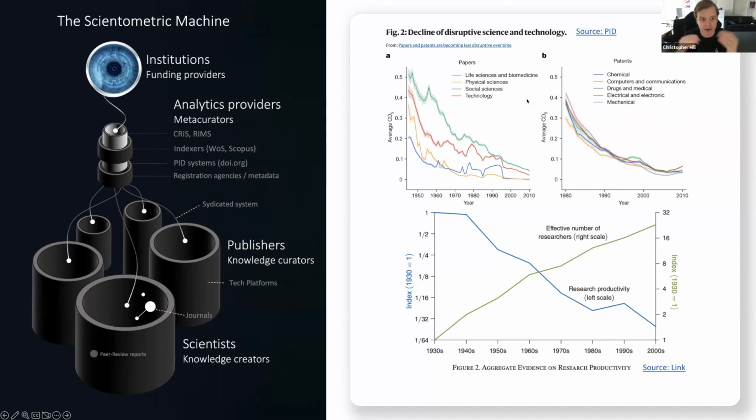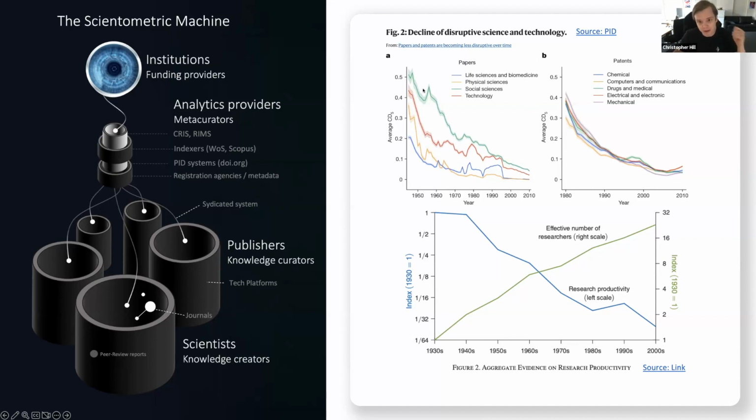This data is fed into analytics providers who also play the role of meta curators, for example, the Web of Science or Scopus. And this data that's being indexed by these databases then ends up before the eyes of funders, grant agencies, institutions, the committees that work for our promotions in the scientific system. And finally, it all trickles up to the institutions and funding providers.